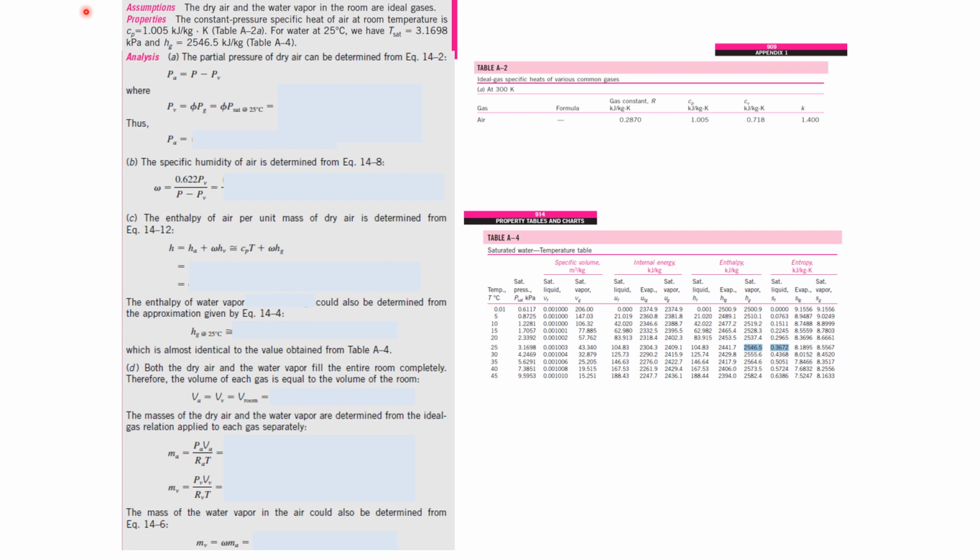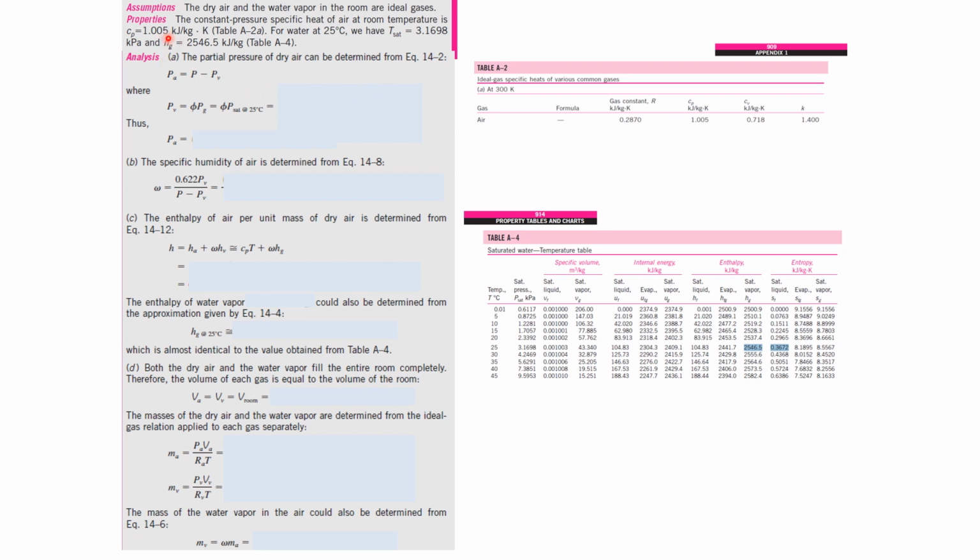The assumption is that the dry air and the water vapor in the room are considered ideal gases. This is very important. Now we need to find the properties. We need to look at the CP. How do we get the value of CP here? We will need to go to table A2 for your property tables and charts. This can be found at page 909 of the property tables and charts that I've shared with you. You go to the row that shows air, and you can easily find the value of CP, which is shown as 1.005. That is obtained from table A2a.